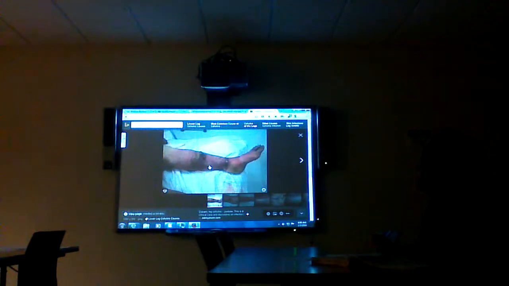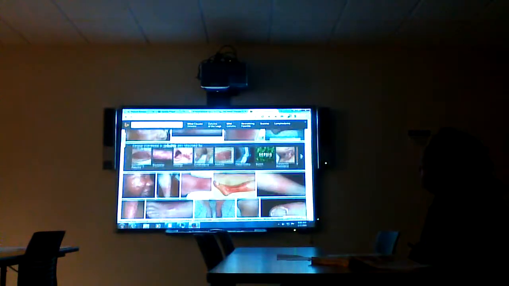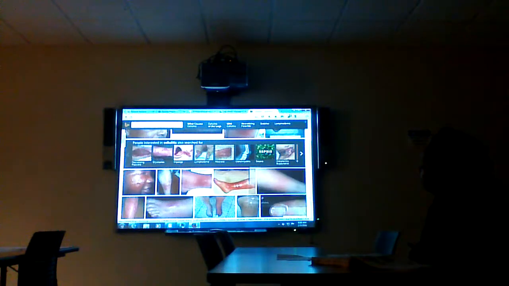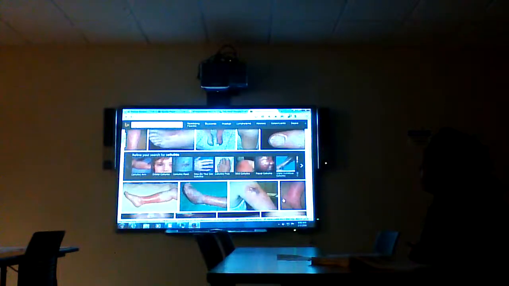It's not in patches. It's spread all the way through. You see how it's affected this person's toes and all of that. See how it's spreading diffusely through that. Her eye is closed. It affects her ability to use it. It's swollen.